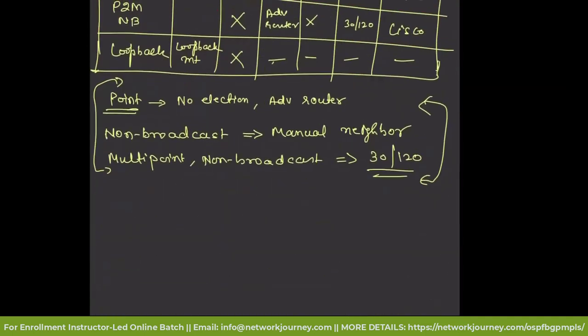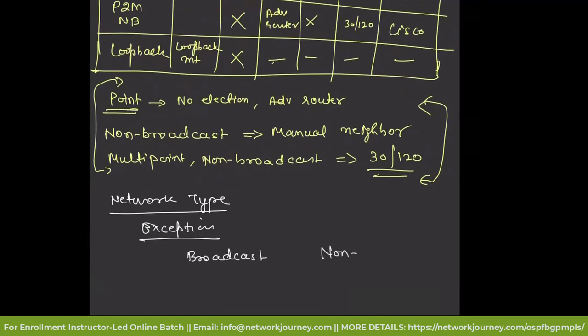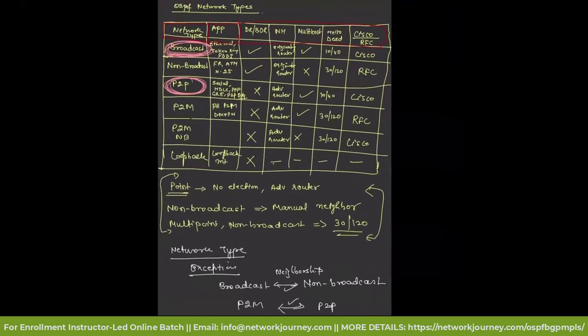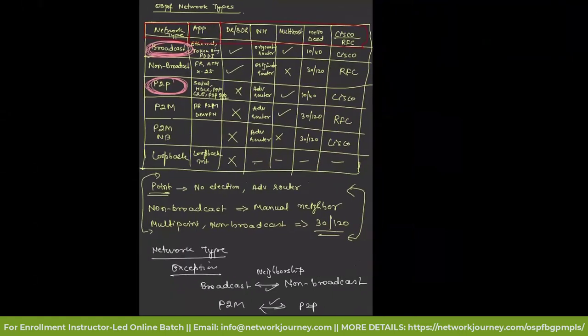Okay, and network type should match. I've told you network type should match for OSPF neighborship. But there are exceptions, which I have told you. The exception is, if you have one side as broadcast and another side as non-broadcast, then you can form the neighborship. Or if you have point to multipoint on one side and point to point on the other side, then also you can form the neighborship. So these are the exceptions. Otherwise, your network type should match on both sides. Okay, so this is all related to network types. If you want to take a snapshot of this table, you can, because this table tells you a lot.